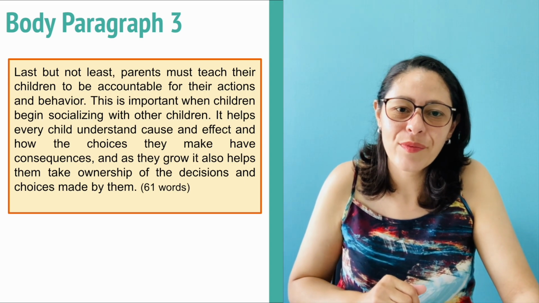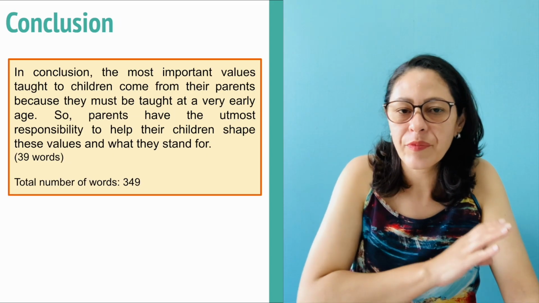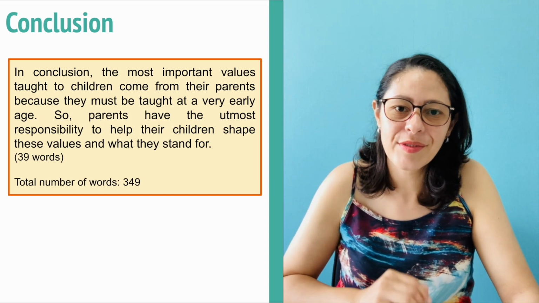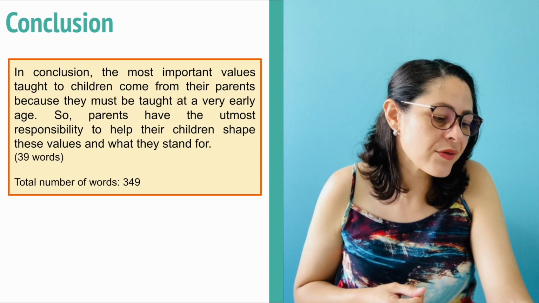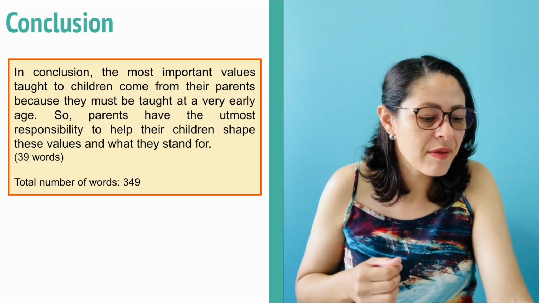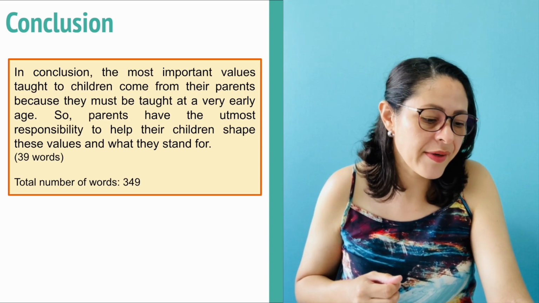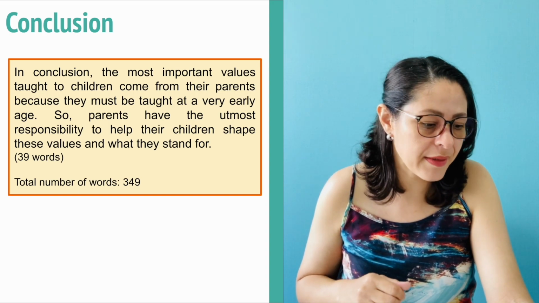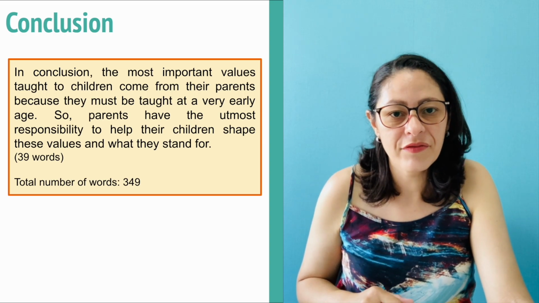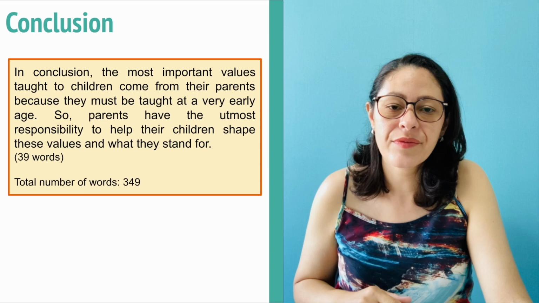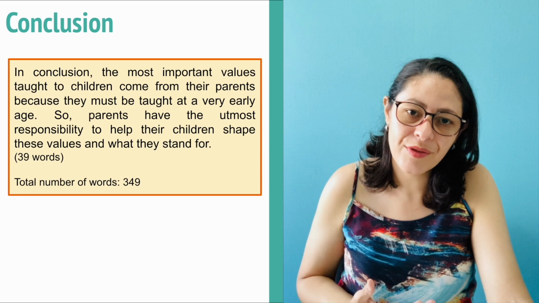Well, now let's move on to my conclusion. The conclusion is only supposed to restate the points that you have mentioned before. Okay, so it starts saying that in conclusion, the most important values taught to children come from their parents because they must be taught at a very early age. So parents have the utmost responsibility to help their children shape these values and what they stand for. Something very simple and direct that restated my beliefs. Okay, so this is your conclusion.